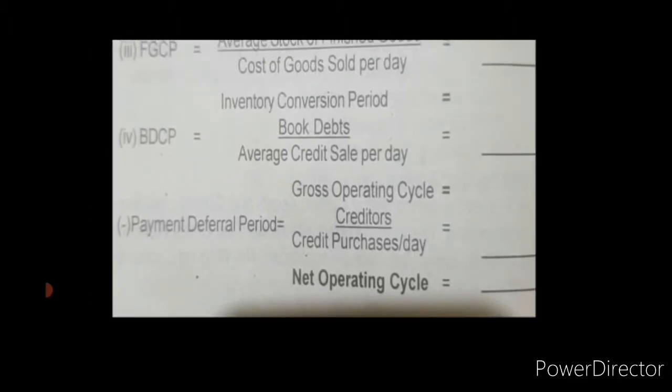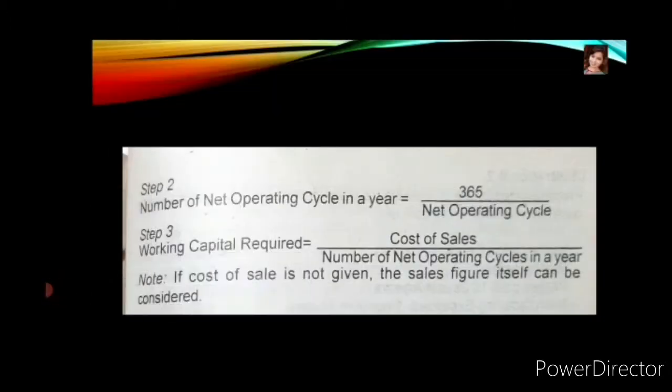So in total we get net operating cycle. This is step first. Second step is calculation of number of net operating cycles in a year. Number of days in a year is 365, so 365 divided by net operating cycle. Step 3 is calculation of working capital requirement. How much capital is required? That is equal to cost of sale divided by number of net operating cycles in a year.